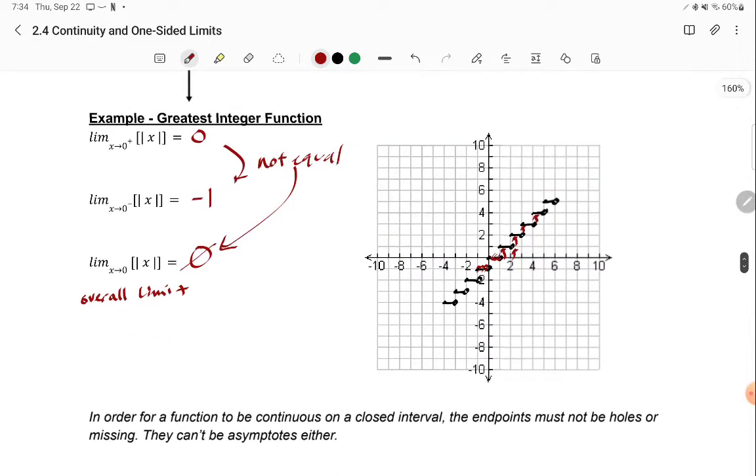Okay, so that's an example of when the left and right hand limits don't agree, the overall limit is non-existent as well.